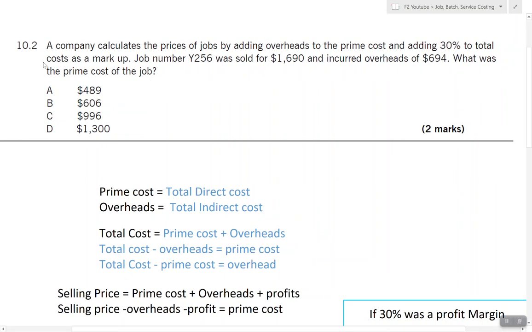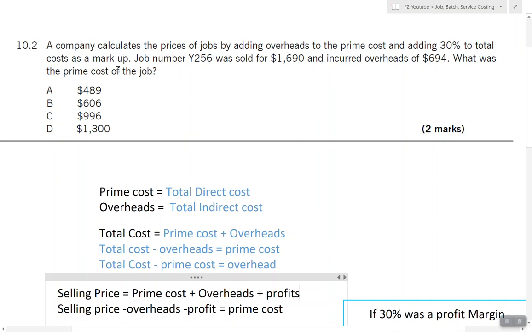What was the prime cost of the job? Remember, prime cost is the total direct cost. Overheads is the total indirect cost. So total cost becomes prime cost and overheads. If you want to find prime cost, for example, you take total cost minus overheads, it will give you prime cost. If you want to find overheads, you take total cost minus prime, it will give you overheads.